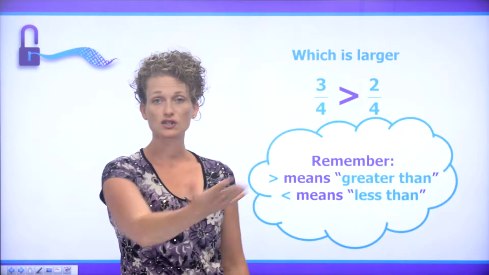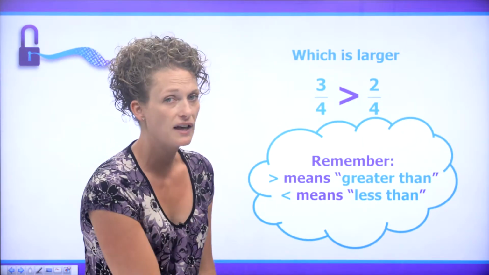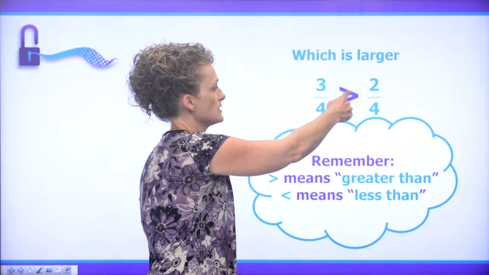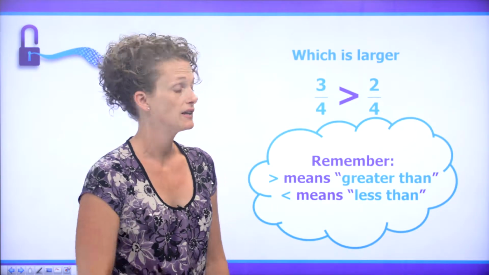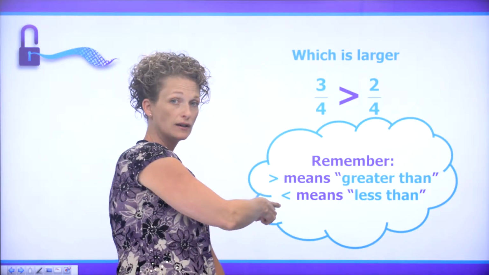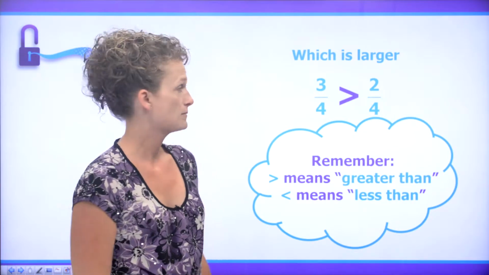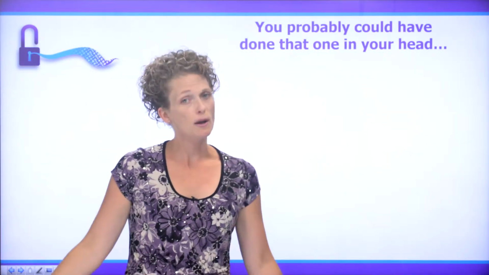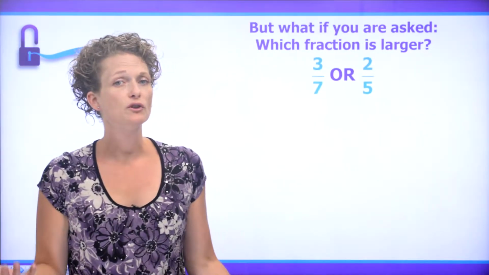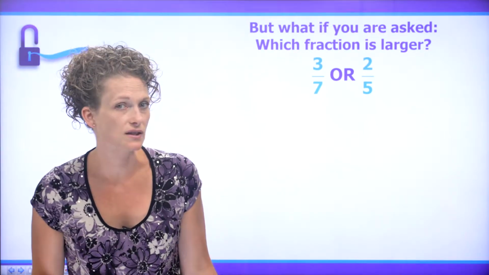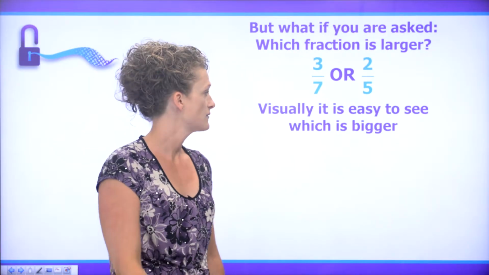Math is its own language, but we read it from left to right. So the symbol, when it looks like that, is greater than. If it's flipped, then it's read less than. Just as a reminder. Now, you probably could have done that one in your head, but what if you have 3/7 and 2/5? Let's look at what that looks like visually.